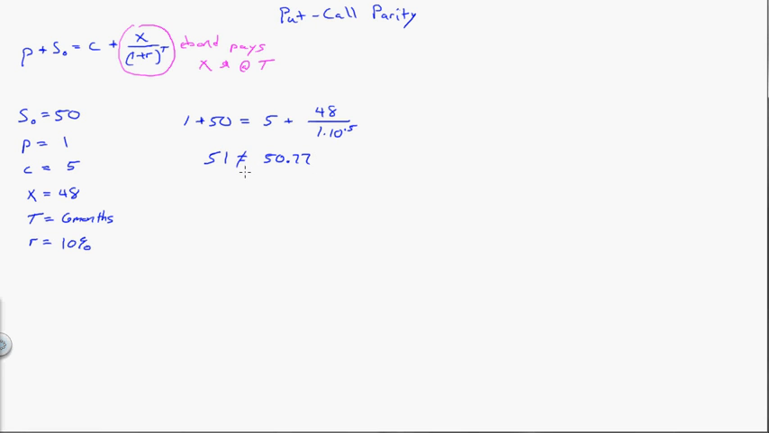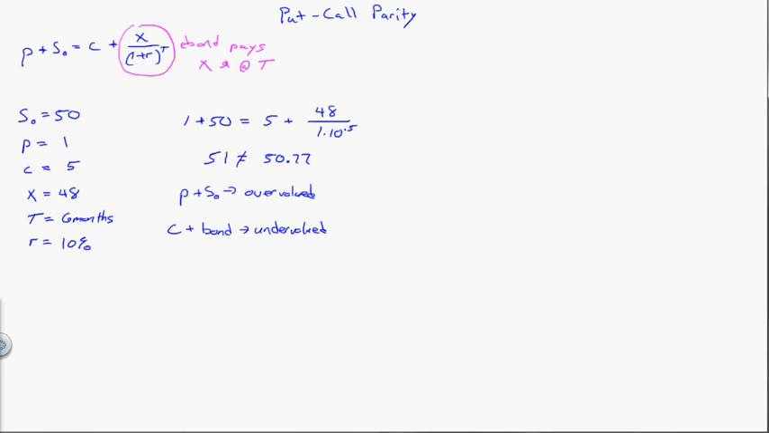So now we can see one of these is overvalued, one is undervalued. So the put plus the stock, that is overvalued, and the call plus the bond is undervalued. I don't know which value is right and which one is wrong, but I just know the value relative to each other. The put plus stock is overvalued, call plus the bond is undervalued.